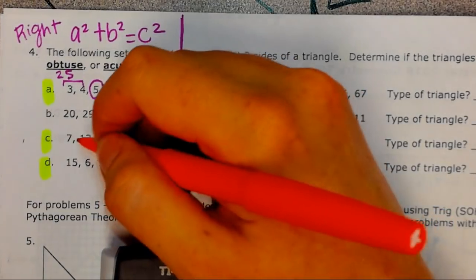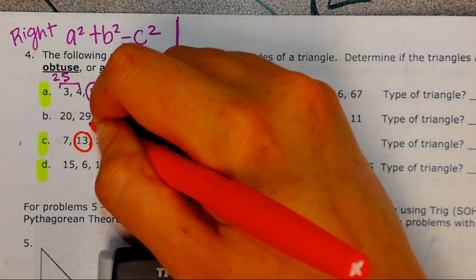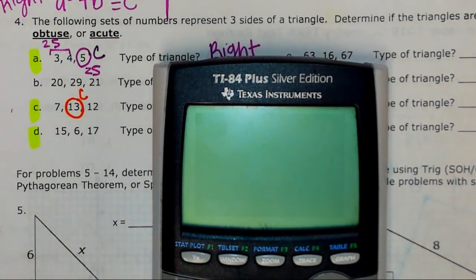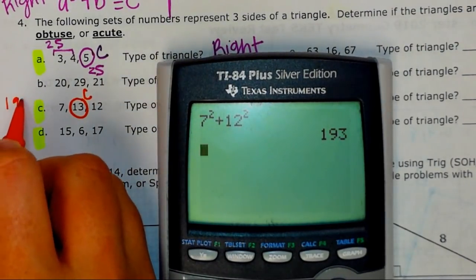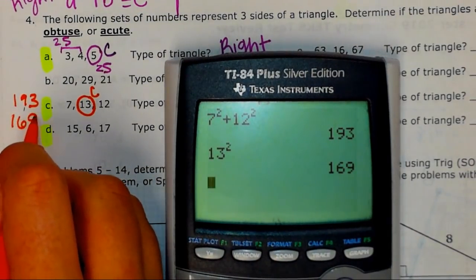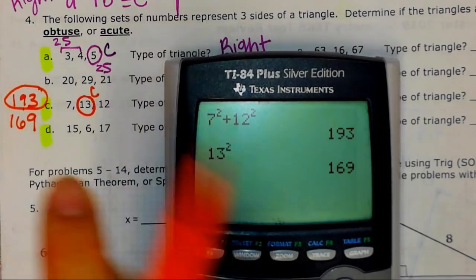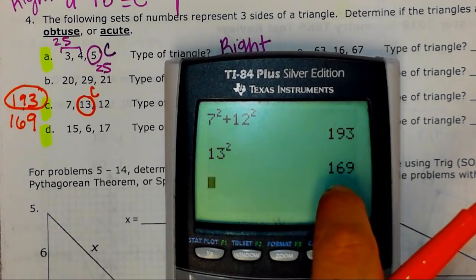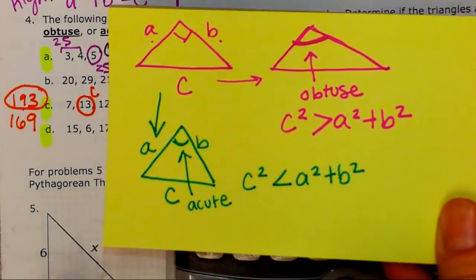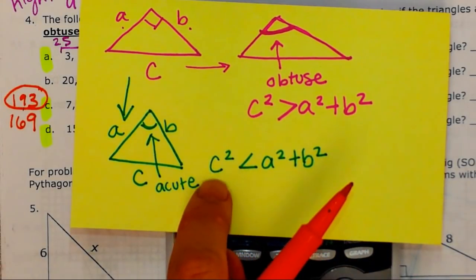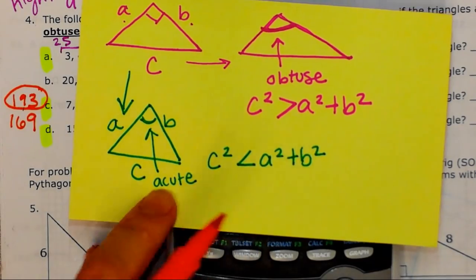All right, if my c is 13, so I've got 7, 13, and 12. 13 is the largest, so that's c. So I would type in 7 squared plus 12 squared, and that's equal to 193. 13 squared is equal to 169. So in this case, my a squared plus b squared is greater than my c squared. If your a squared plus b squared is larger than your c squared, that means it's an acute triangle.